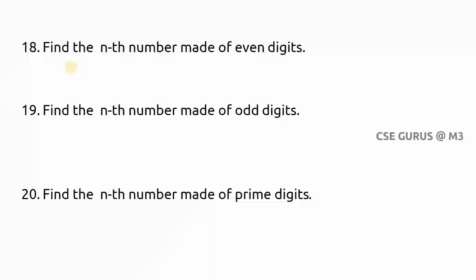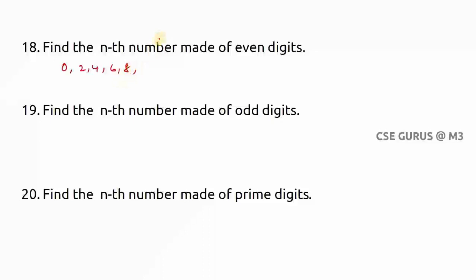So what is this question? We are trying to understand first. The nth number made up of even digits means, let us suppose, what is the first number made up of even digits? The first number is 0, we can say. Next is 2, next 4, next is 6, next is 8.